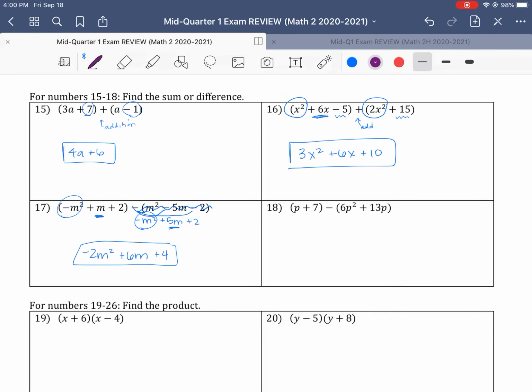The next one, again, subtraction, take care of that negative. So that's a negative 6p squared and negative 13p when we start to combine our like terms. So negative 6p squared doesn't have anyone to combine with, so we leave it as negative 6p squared. We've got a p value here, and subtract 13p would be negative 12p, and then that 7 that doesn't combine as well, bring up the end.